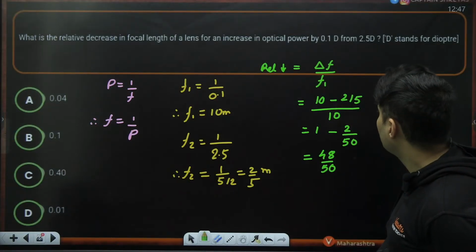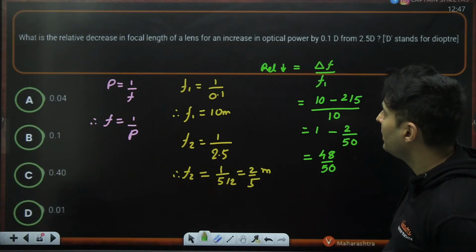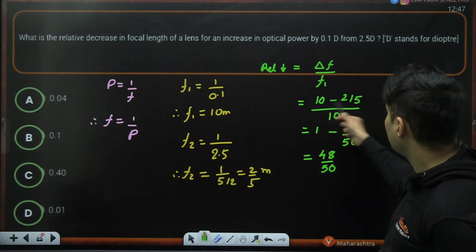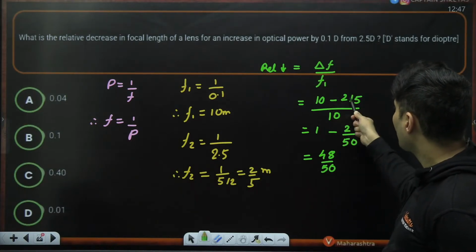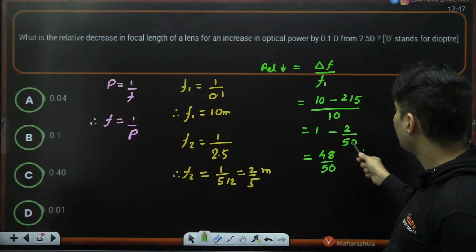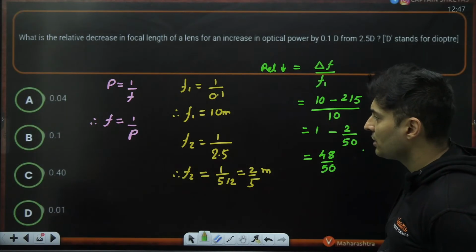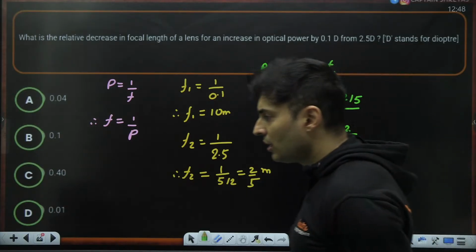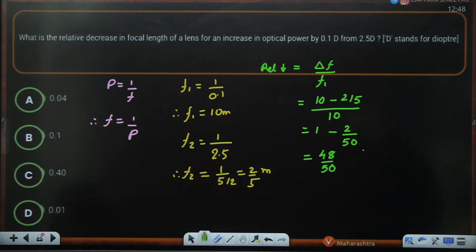So the change is not much relative decrease. This is the decrease: 10 minus 2.5 divided by 10. 10 by 10 is 1, 2 by this is 50, 50 minus 2 is 48. So 48 by 50, guys. Just check this out if this is correct. But it doesn't seem like anything is matching over here. What is the relative decrease? Anything else that we have missed? Just check it out.